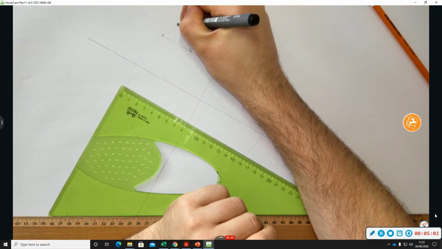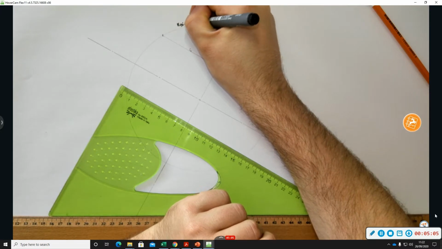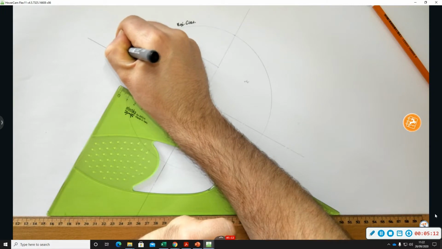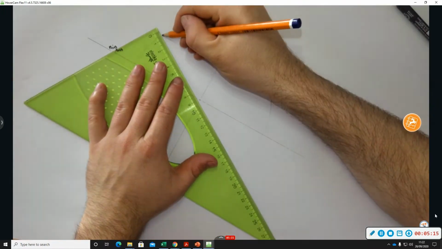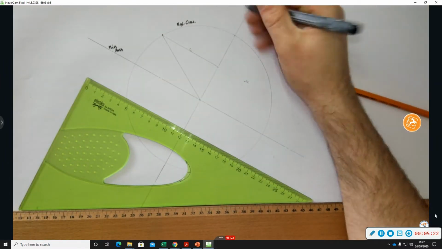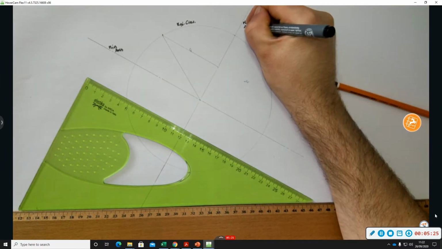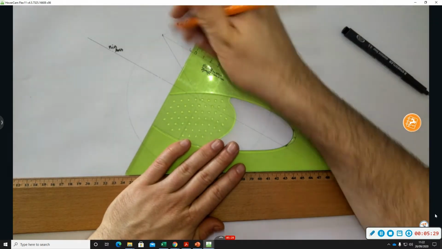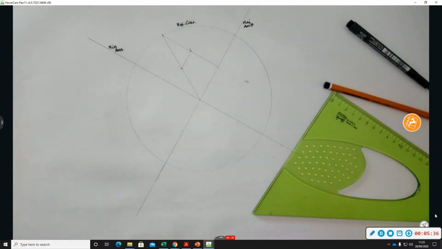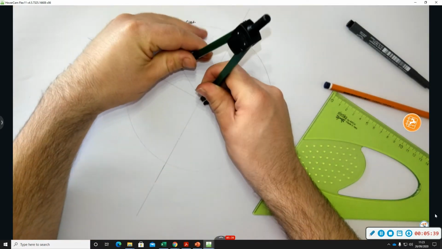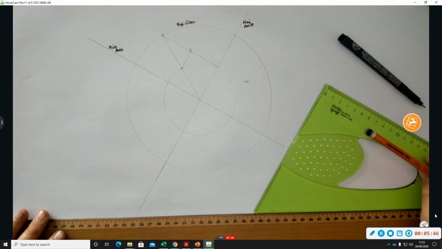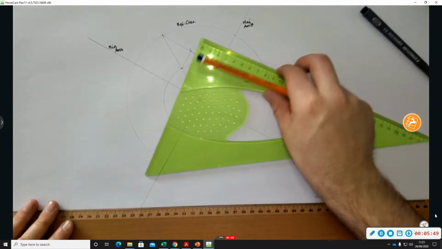Now, where that hits the major circle, we're going to join that back to the centre, and then from C, we're going to go parallel to the major axis until they intersect. Now, this is a point on the minor circle, so I'm going to take my compass, draw in my minor circle, and divide it up then into 60-30.